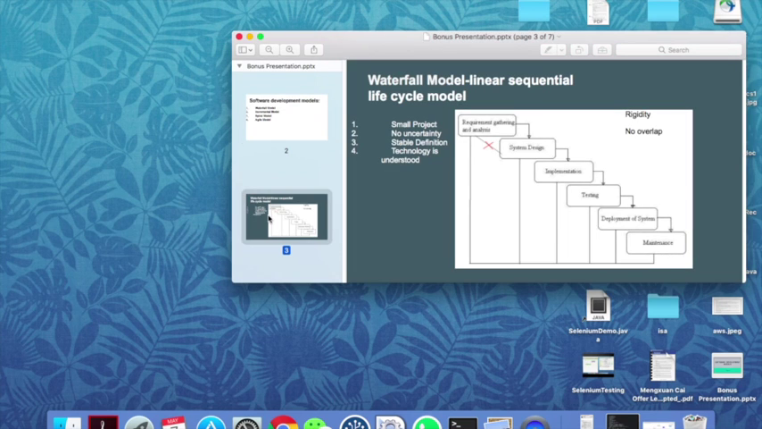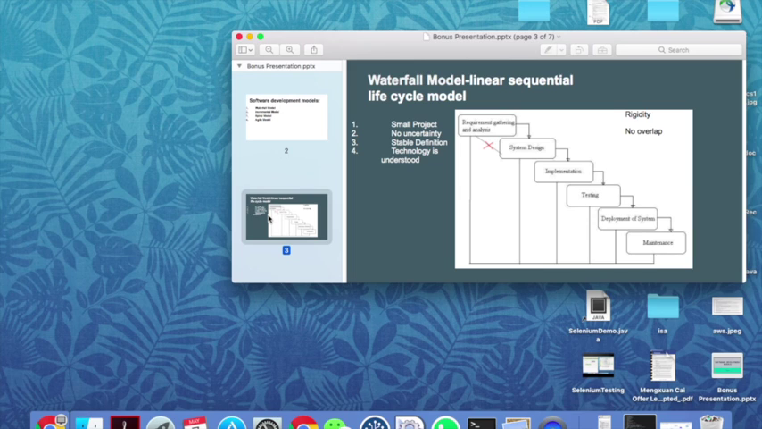The waterfall model was the first process model to be introduced. It is also referred to as a linear sequential lifecycle model. It's simple to understand and use. In a waterfall model, each phase must be completed fully before the next phase. So you have to gather all requirements before you go into the system design cycle.